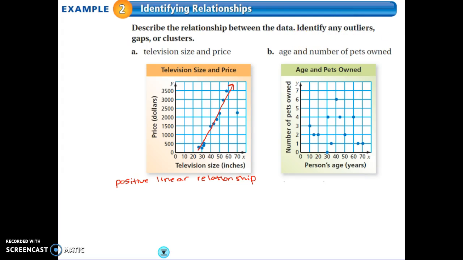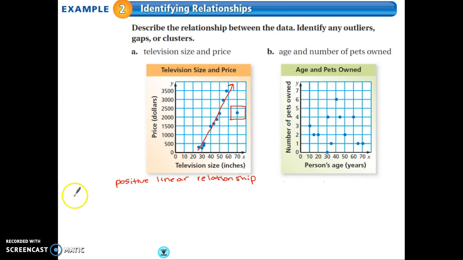Identify any outliers. What that means is, are there any dots that seem kind of random, maybe like they don't belong? They're lying outside of the normal trend of data. If we look at this chart, this dot right here does not seem to belong.